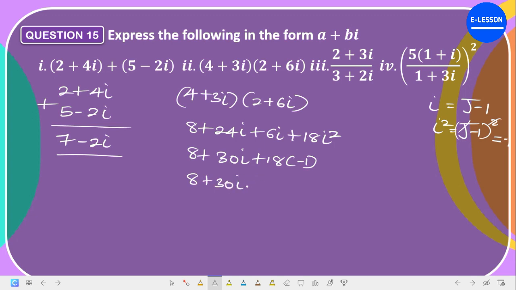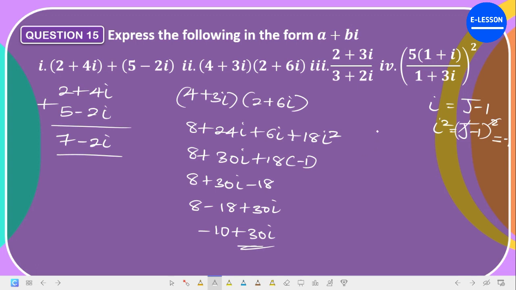So this gives us 8 plus 30i. 18 times minus 1 is minus 18. Now, this becomes 8 minus 18 plus 30i. And 8 minus 18 is minus 10 plus 30i. And that is the solution to that.